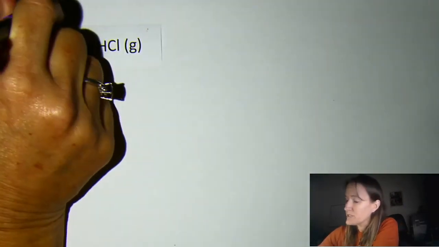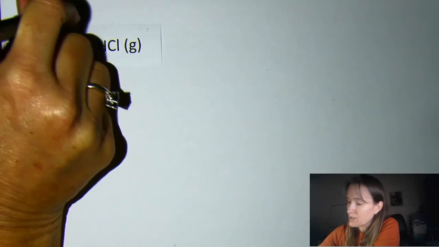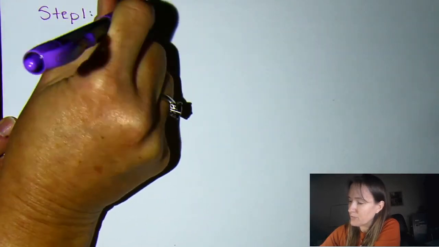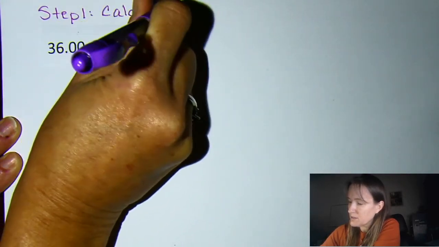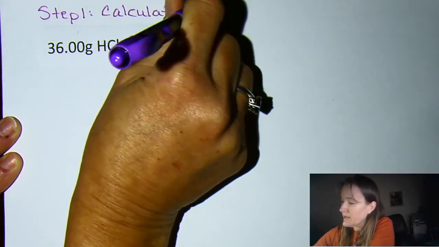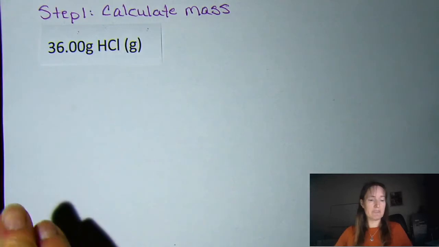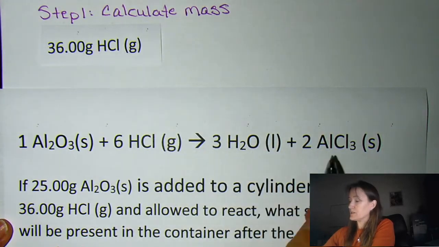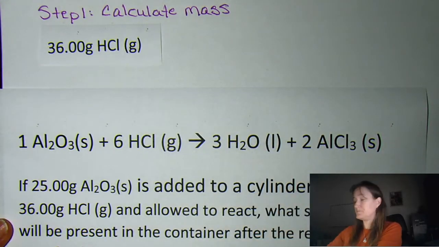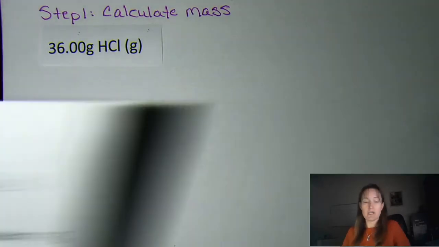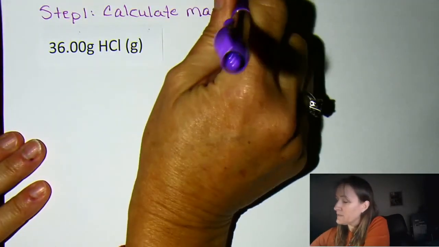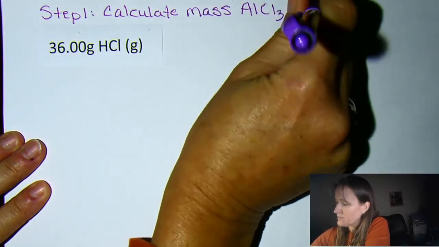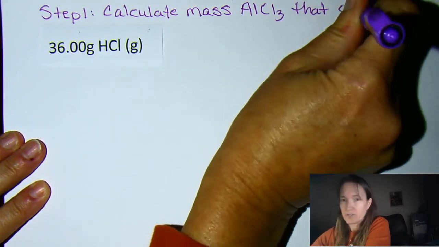So what we are going to do first, in step number 1, is calculate the mass of one of our products. I'm just going to choose one of these two products. Our two products are aluminum chloride and water. I'm just going to choose the aluminum chloride. You could also choose water, either one, but you want to choose one of them. So we're going to calculate the mass of aluminum chloride that can be produced.